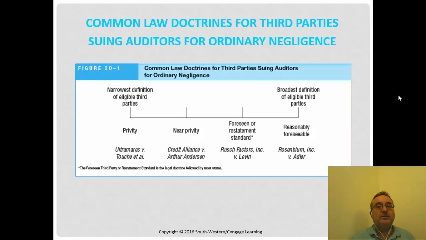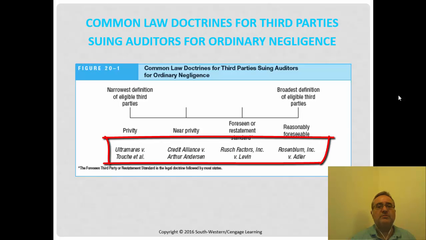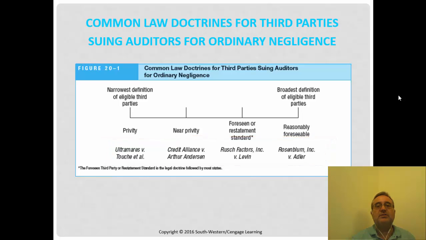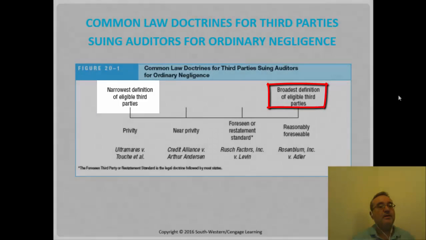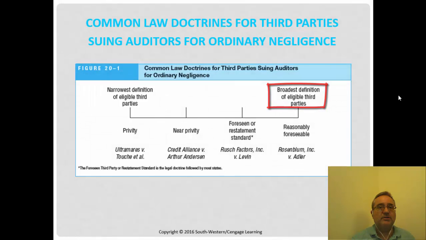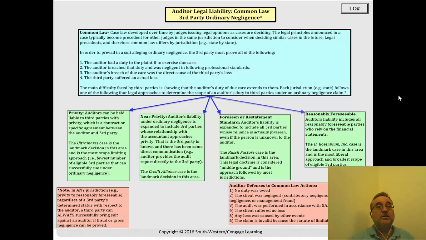Now, one of the things that we need to understand is that common law is driven by legal cases. So the cases that we need to understand are these four cases here: the Ultramares versus Touche, the Credit Alliance, Rusch Factors, and Rosenblum. You notice how this moves from the narrowest definition of eligible third parties finally to the broadest definition of third parties. Again, what you need to understand related to common law is how these four cases are impacting third party neglect. This is actually a very good table, and I want to go through this over the next couple of minutes.